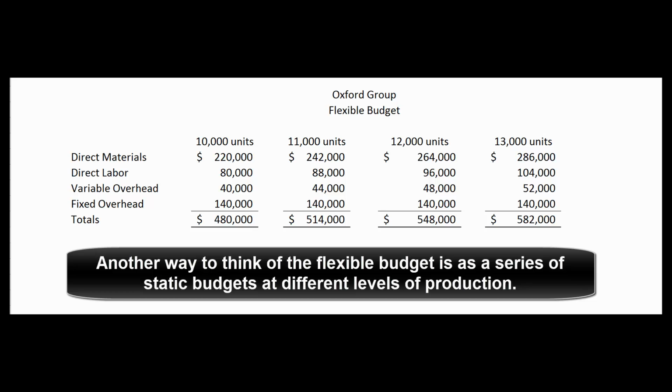Or another use of the flexible budget might be at the beginning of the year to recognize that there are various possible levels of production in my factory, and to prepare a flexible budget at those levels, 10,000 units, 11, 12, 13, and then whatever I end up producing, I can just look in the appropriate column to see if I'm on budget or not.